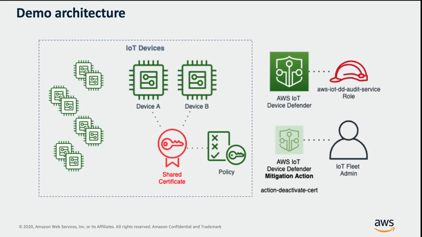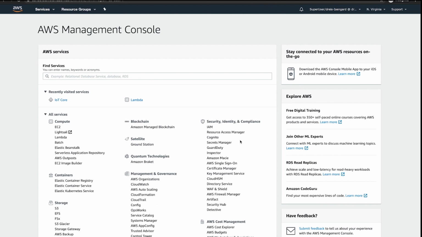In this demo, we will have a fleet of devices and two of them are sharing the same certificate. Our goal is to configure AWS IoT Device Defender Audit, create an on-demand audit to detect the issue and solve it using a mitigation action. Let's jump into the AWS Management Console and see how we can quickly do this.